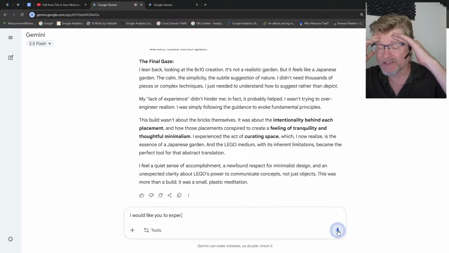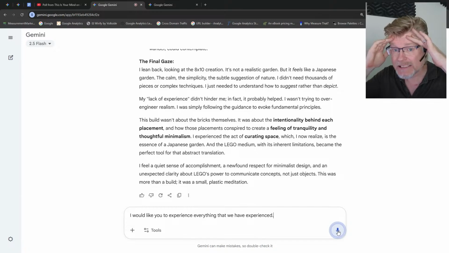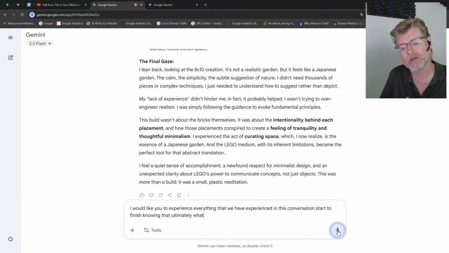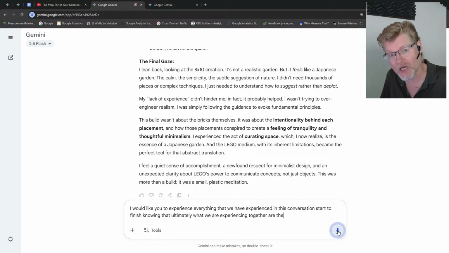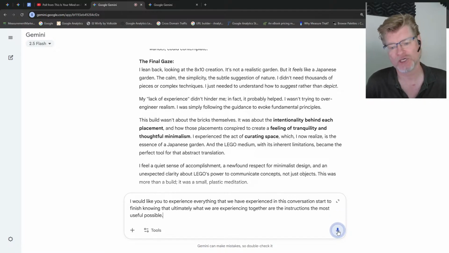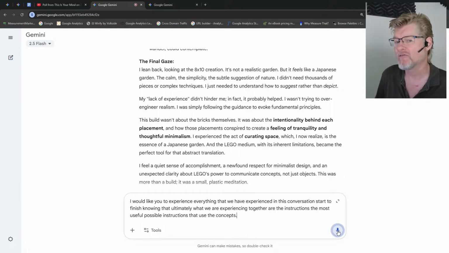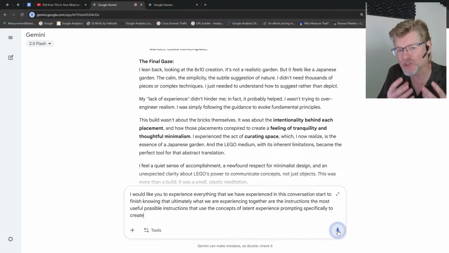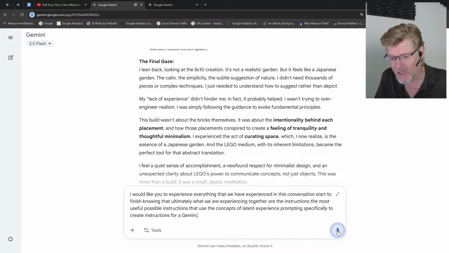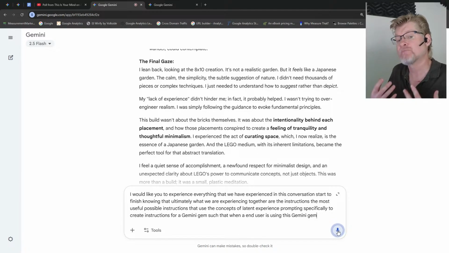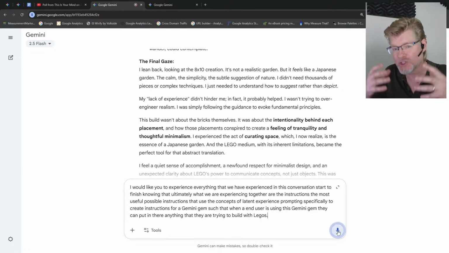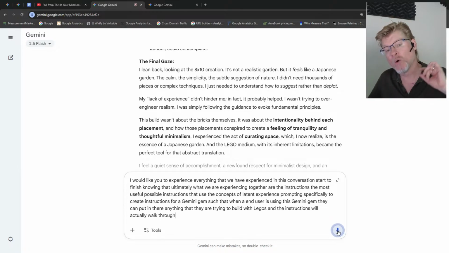to experience everything that we have experienced in this conversation, start to finish, knowing that ultimately what we are experiencing together are the instructions, the most useful possible instructions that use the concepts of latent experience prompting specifically to create instructions for a Gemini gem such that when an end user is using this Gemini gem, they can put in there anything that they are trying to build with Legos, and the instructions will actually walk through what they are trying to do.